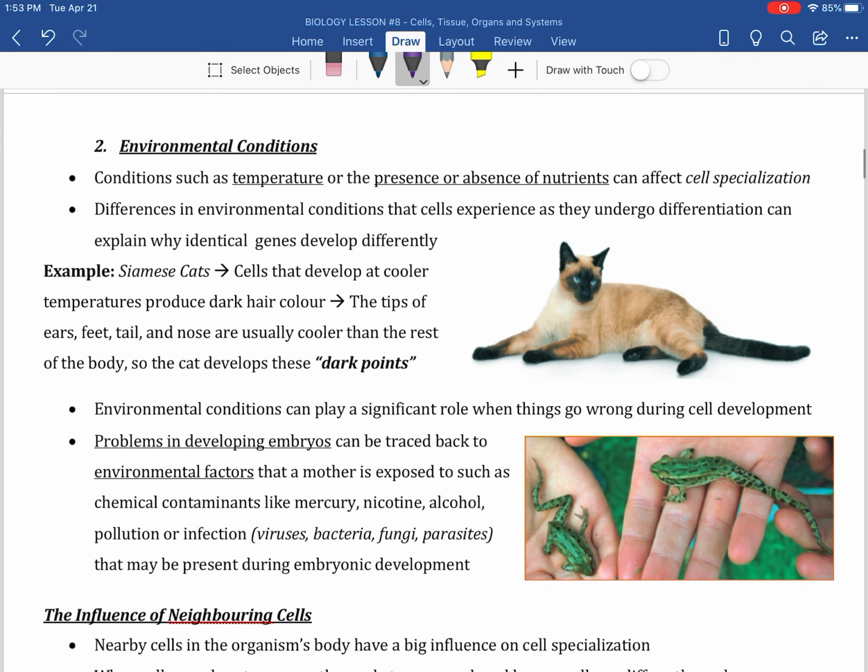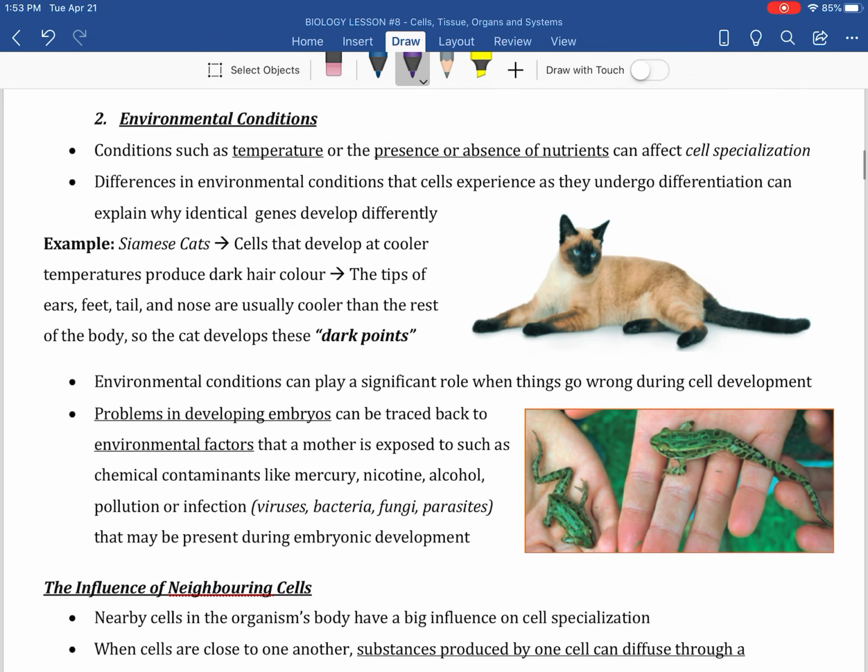Example number 2. Ooh, look, there's a kitty cat. Anybody watching that tiger show on Netflix? Anyway, back to my lecture.